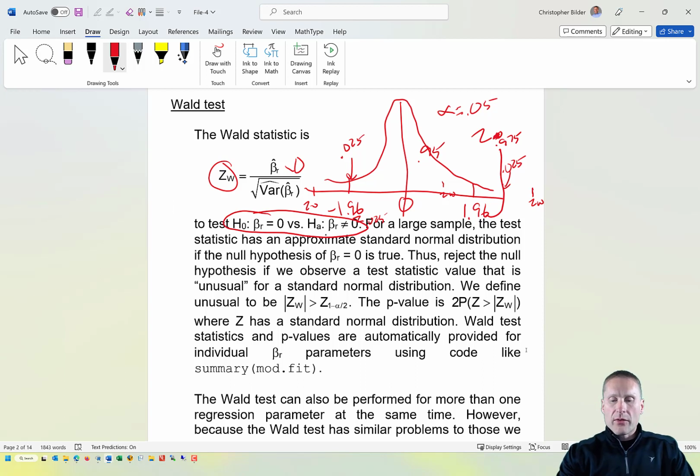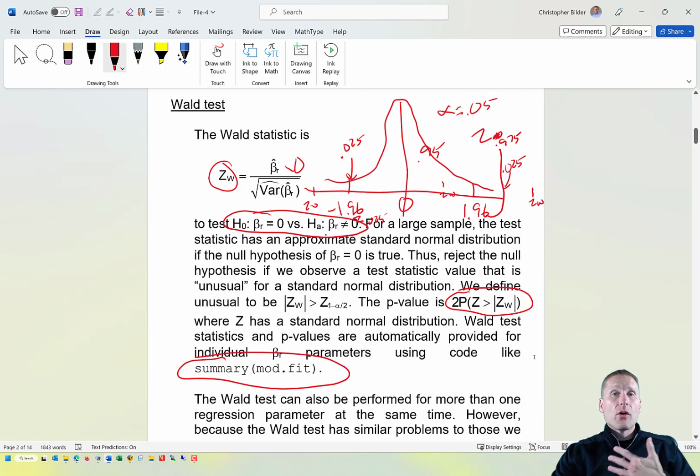One can then, of course, find a p-value associated with the same idea. So instead of comparing critical values, we compute probabilities underneath the normal distribution curve there. Now, these Wald statistic p-values and the test statistic are automatically given to us by using the summary function with the resulting models fit from the glm function.